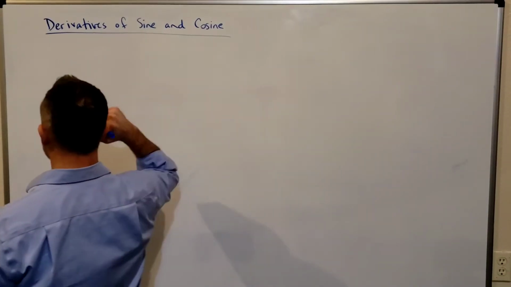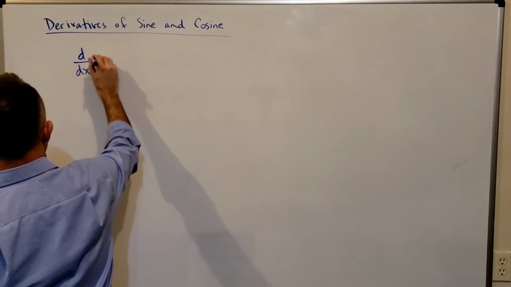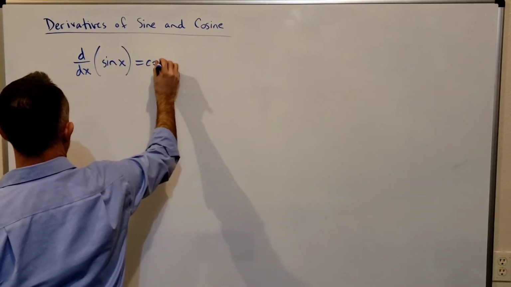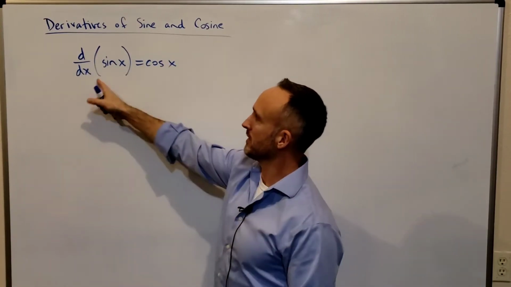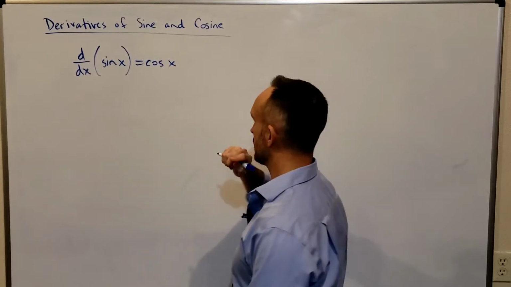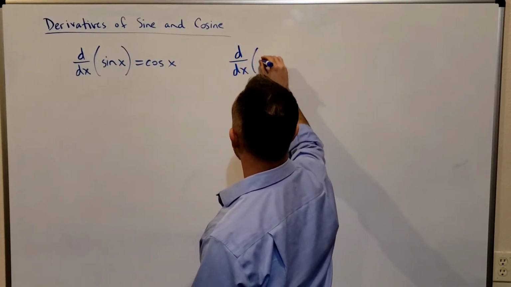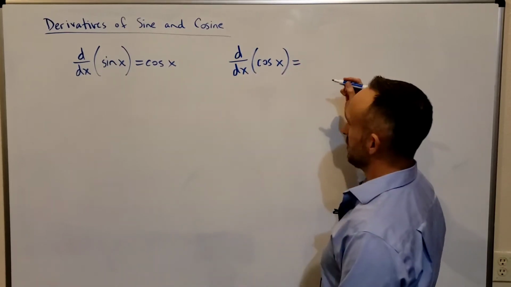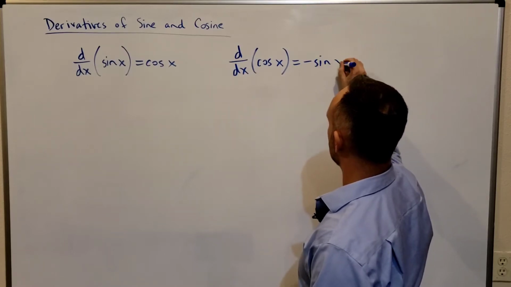So first of all, the derivative of the sine function is the cosine function, okay? So if you differentiate the sine function, you get the cosine function. And vice versa, if you differentiate the cosine function, you almost get the sine function, but you get the negative sine function, okay?